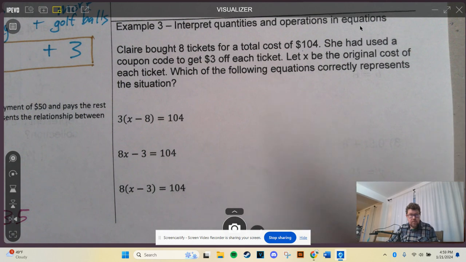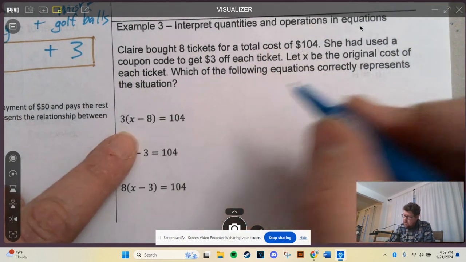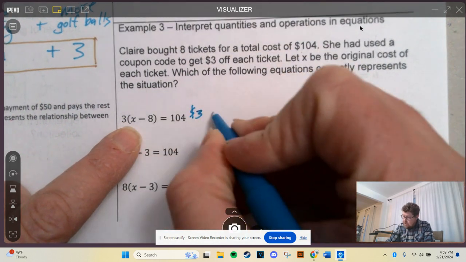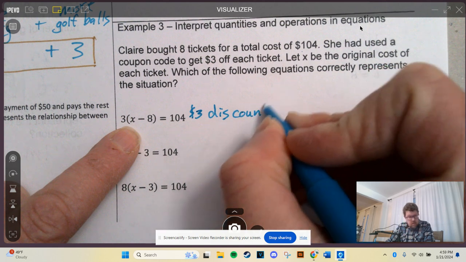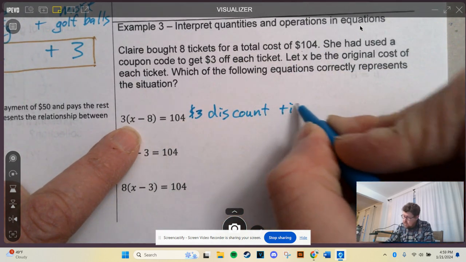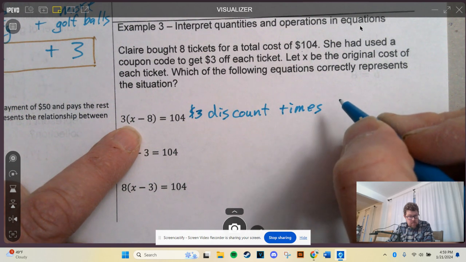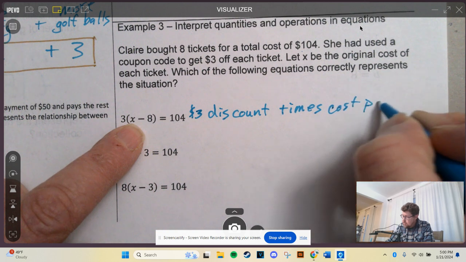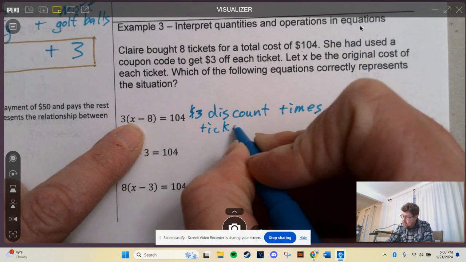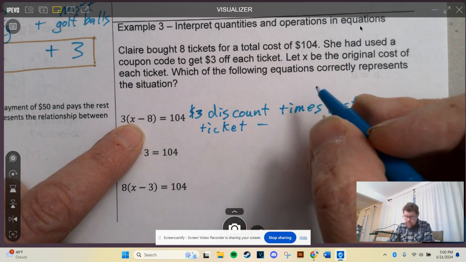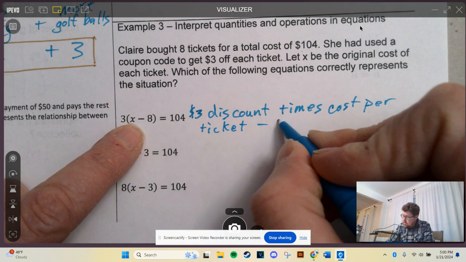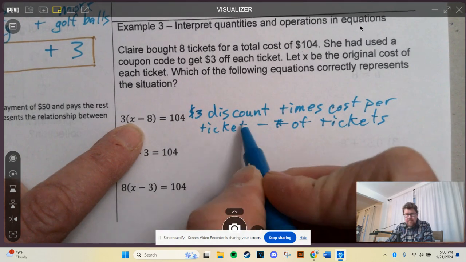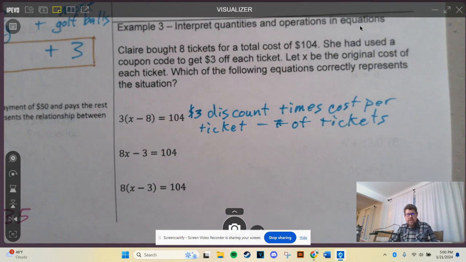If we take a look at this first one, what we get is this $3 discount, because we know that's the $3 discount, that's the coupon code. We have a $3 discount times the cost per ticket, that's the X value, times the cost per ticket, minus the number of tickets, right? Which doesn't describe the situation at all, right? We're not taking that discount and multiplying it by the cost of the ticket minus the number of tickets. So that doesn't make sense, right?